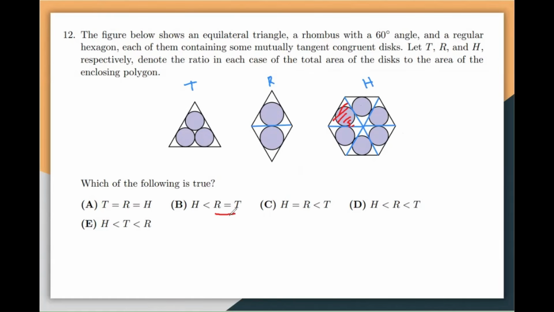So we have R and T equal to each other? That is no good. Then RH is good, and this is no good, and this is no good as well. So we have only 2 options left, C or A.